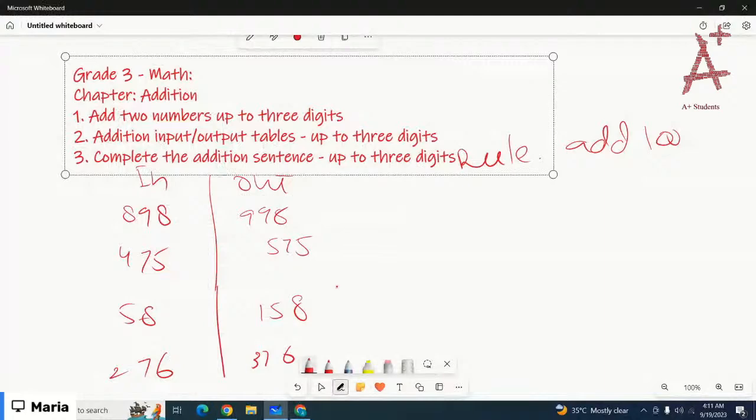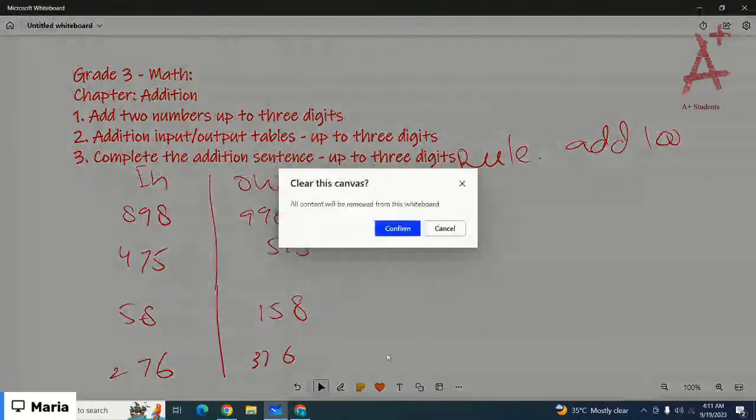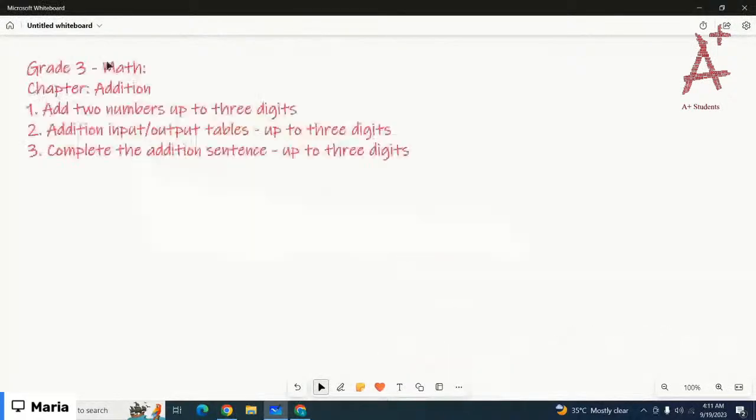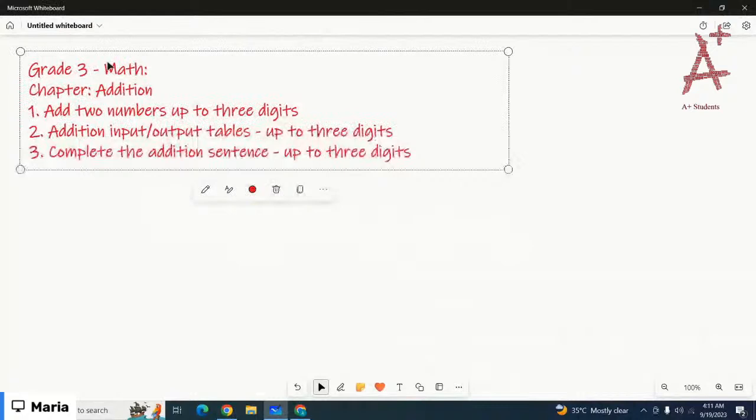Let's just see how we complete the sentences. Okay, so you are given these addition sentences. You have to complete them, right? That means one of the numbers is missing. You have to calculate the missing number, right? Let's just start with the example. How do we complete the number?